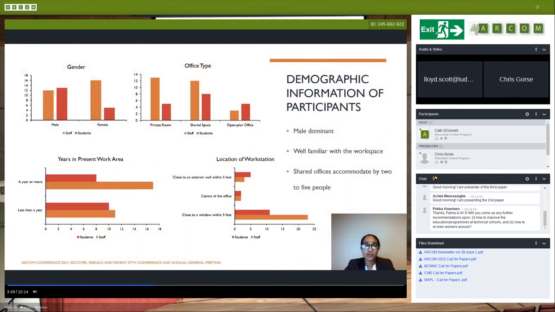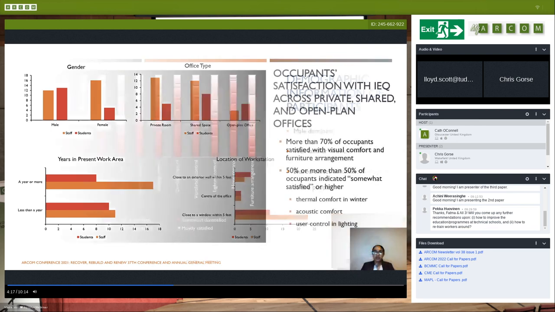Demographic information of participants indicated that there were more males than females in the selected sample. Also, most participants had worked in their present work area for a year or more, so they are well familiar with the workspace. Most participants were in shared offices that accommodate 2 to 5 people, and both staff and students occupy the 3 types of office spaces: private, shared, and open plan.